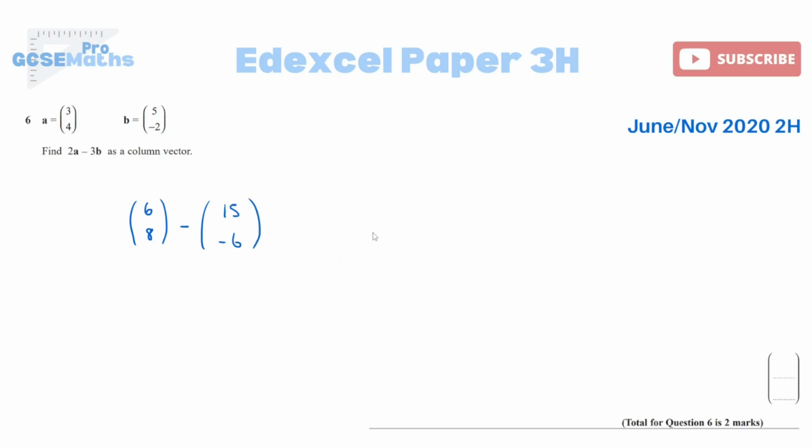And now just take away straight across to the top numbers and then the bottom numbers. So the top numbers would be minus 9. The bottom numbers, because it is a double negative, actually becomes a positive, so we're adding. So we've got minus 9 over 14.